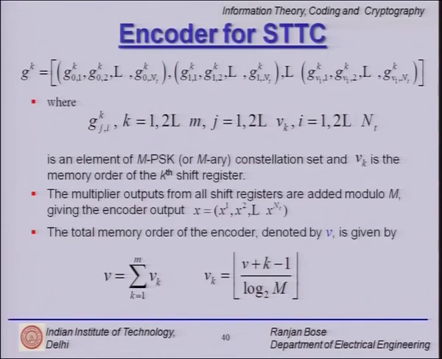So, what we can do is we can use that diagram to understand that the multiplier outputs from all the shift registers are added modulo m and will give the encoder output as follows: x1, x2, up to x n raised by n t, and the total memory order of the encoder is denoted by nu as follows.